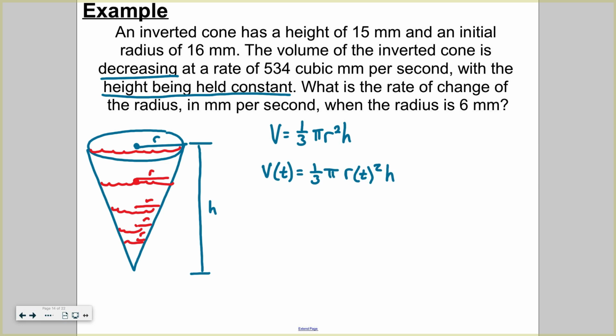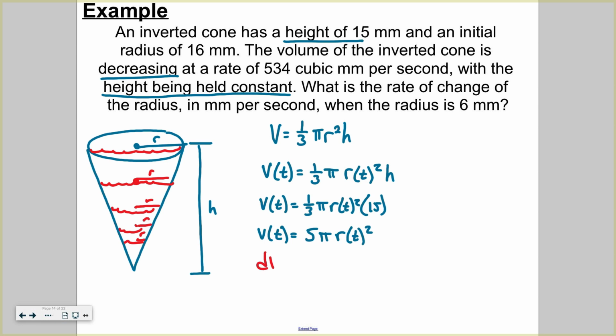Alright, so we can substitute the value in for h. We know that the height is 15 millimeters. So this will be V of t is equal to 1/3 pi r of t squared times 15. And I can simplify that down: 15 times 1/3 is going to be 5 pi r of t squared. Alright, so I just have to take the derivative of both sides.